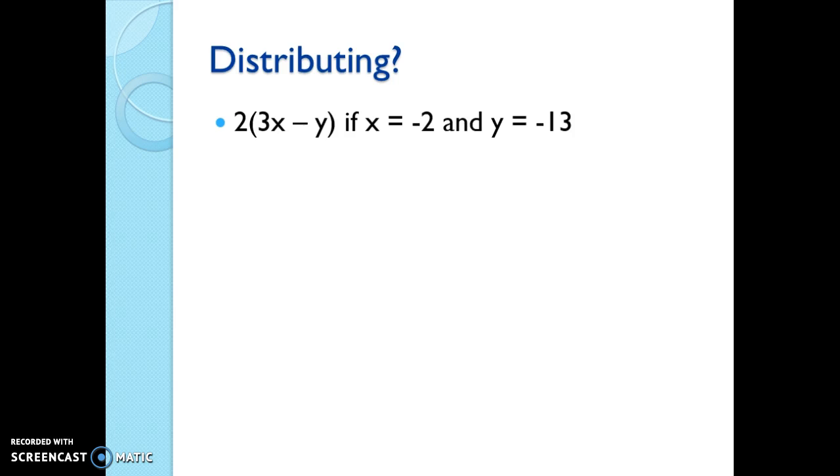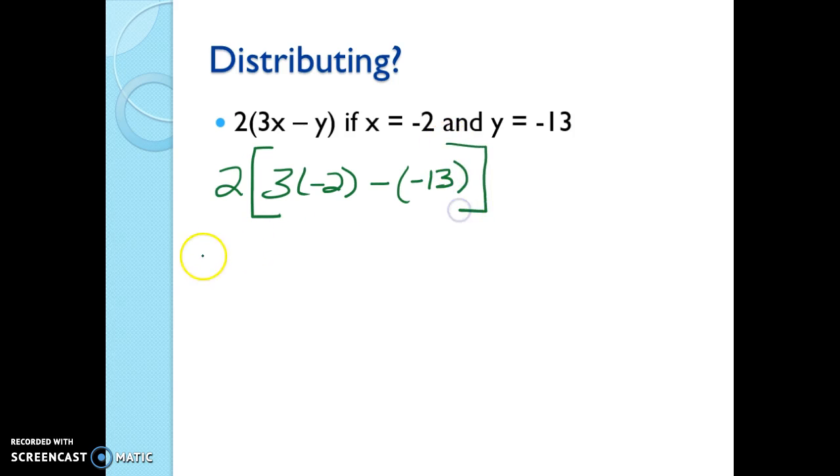All right. Distributing. Be able to distribute even if we've got variables and if some of those variables are integers. If it helps, you can plug first. Just make sure you got a bracket here. What's our x? -2. What's our y? -13. 3 times a -2 is -6. A negative times a negative gives us a +13.